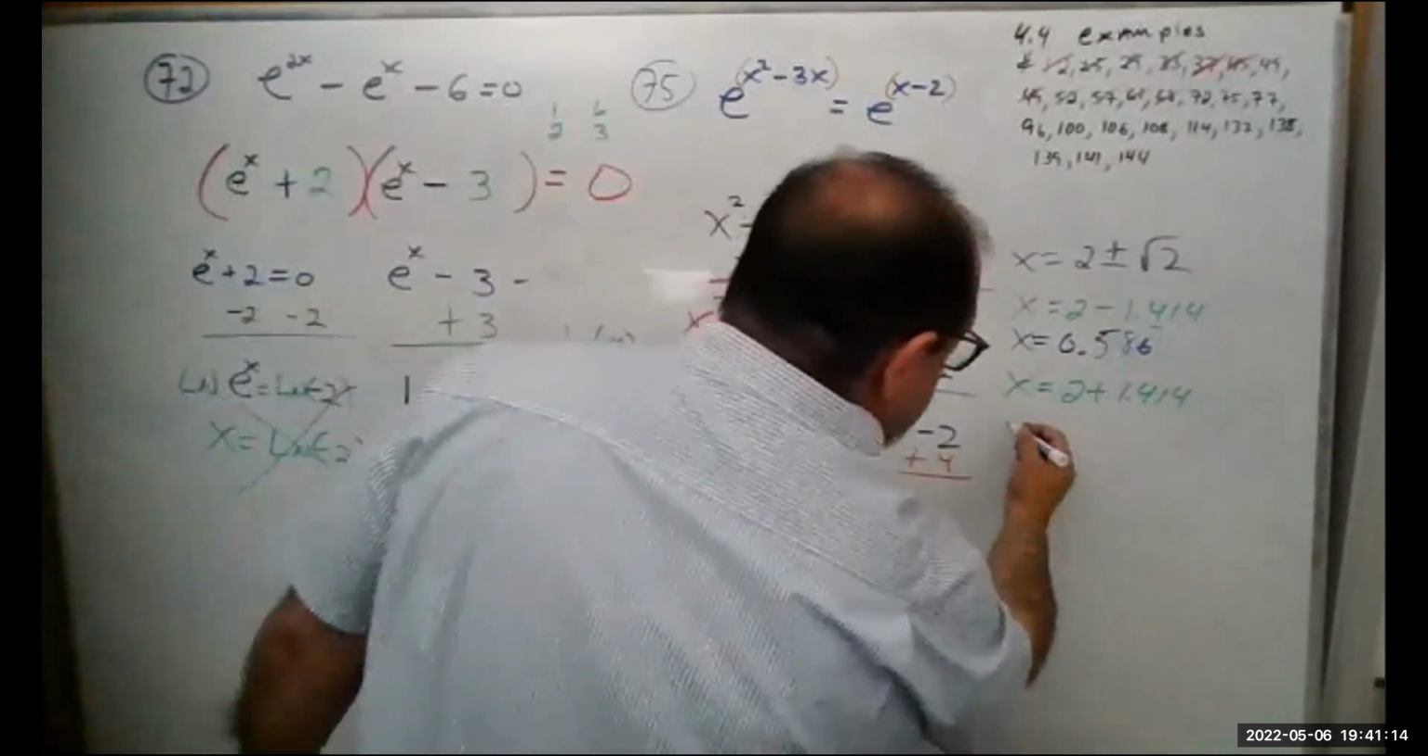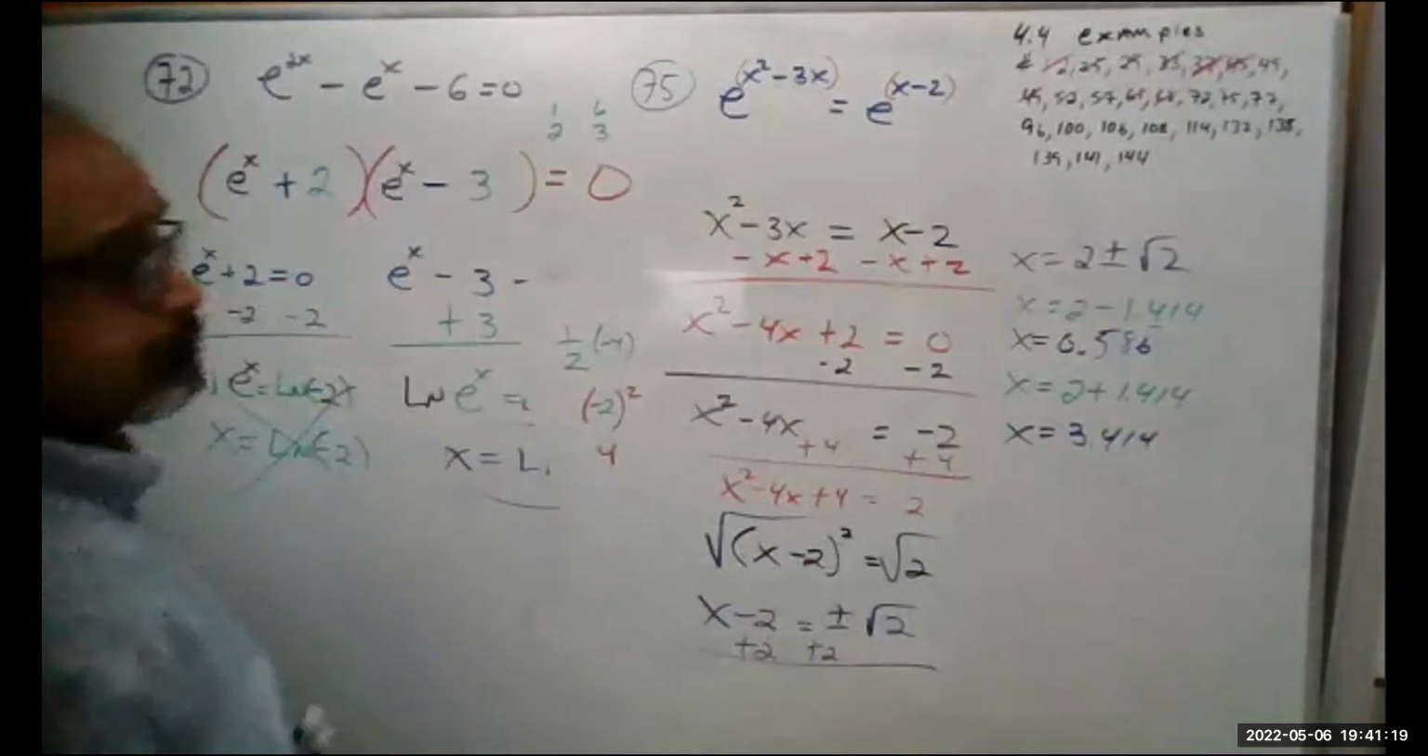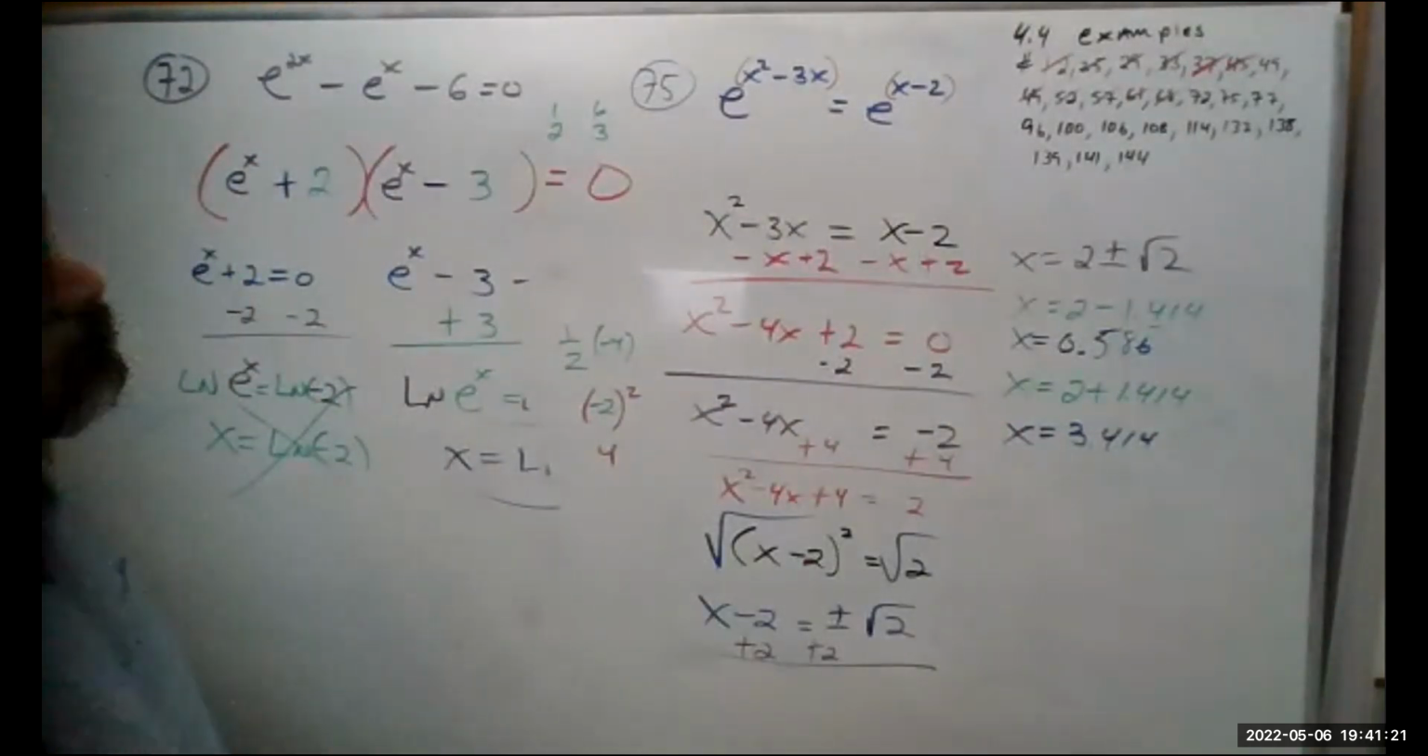0.586, and this one's nicer. This x is 3.414. Okay. Those are your two values. No logarithm necessary.